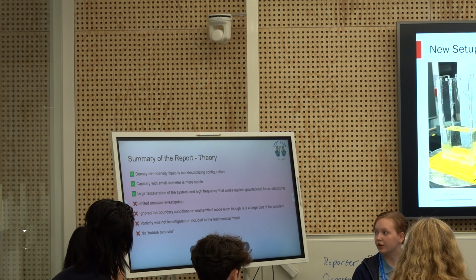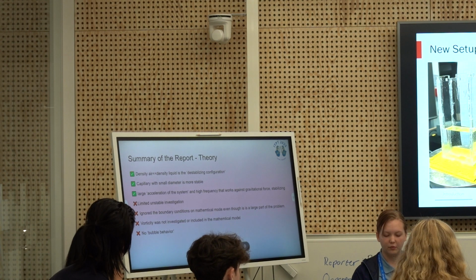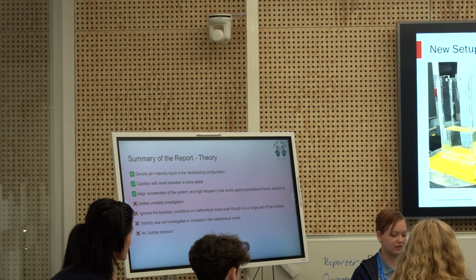We think that they could have investigated more of the unstable regime, and once again, this comes back to the limited range of viscosities and edge conditions which were investigated. The boundary conditions on the mathematical model were a large part of the problem, and we think that they could have been investigated more. I also think that vorticity could have been relevant in this problem, and I would like to discuss that further. I think it could have affected the properties of the water and how it was moving, and definitely would have contributed to that unstable section of this phenomenon.